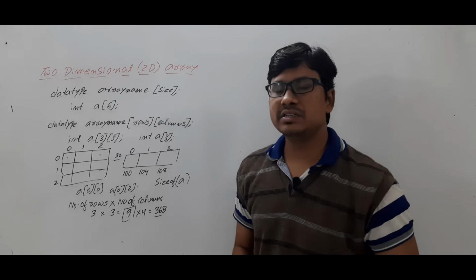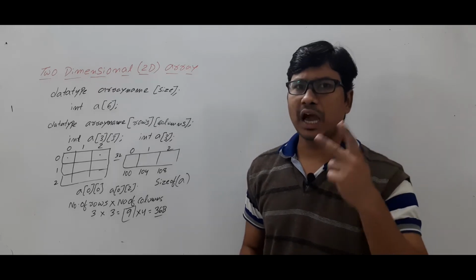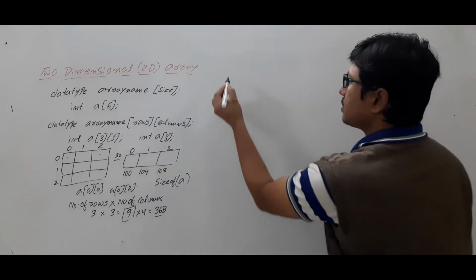Now, let me discuss initializing the elements in the two-dimensional array. We have two methods, and we will discuss both of them. Now, let me discuss method 1.